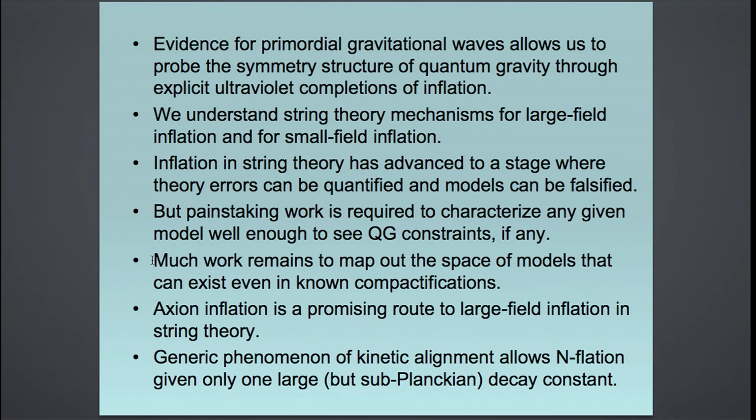In this N-flation example, the next quantum gravity constraints one would like to understand come from subleading alpha prime and string loop corrections to the effective action that might produce additional renormalizations of the Planck mass. So much work remains to understand even the models that have already been published, and yet more work to map out the space of models that could exist even in known compactifications. And then unimaginably more work to map out the broader space of solutions of the theory.